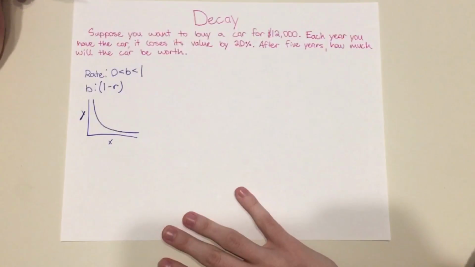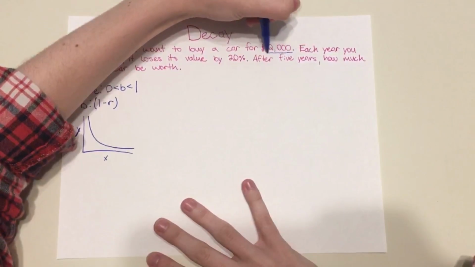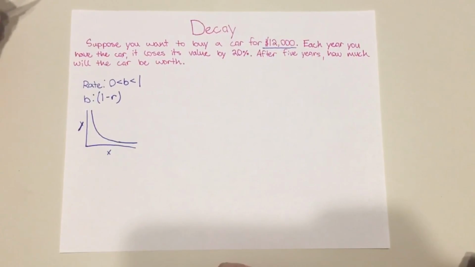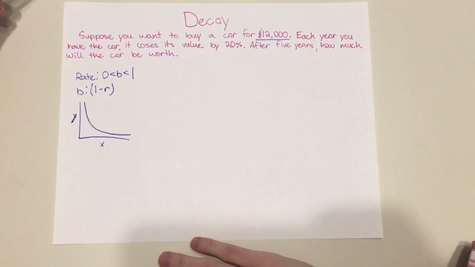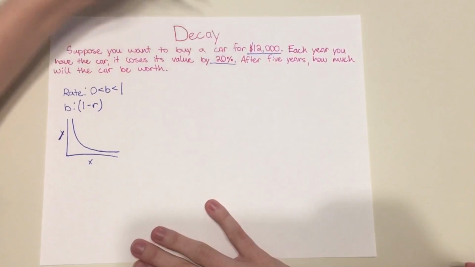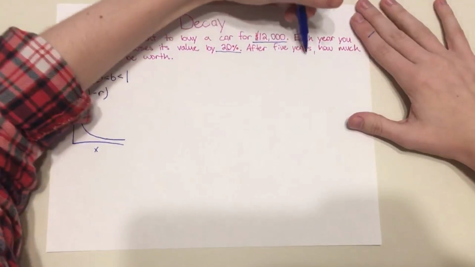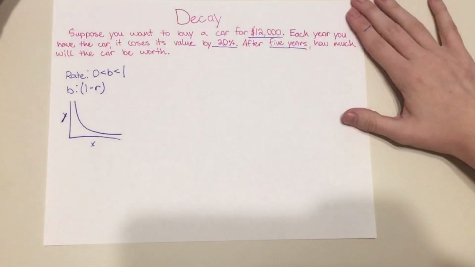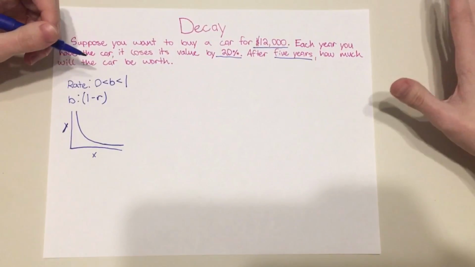And so for this problem, it says suppose you want to buy a car for $12,000. So $12,000 would be your starting value. Each year you have the car, it loses its value by 20%. So this is obviously a decay problem because it says it loses value by 20%. And then after 5 years, how much will the car be worth? So how much will the car be worth? That's your final amount, which is y.